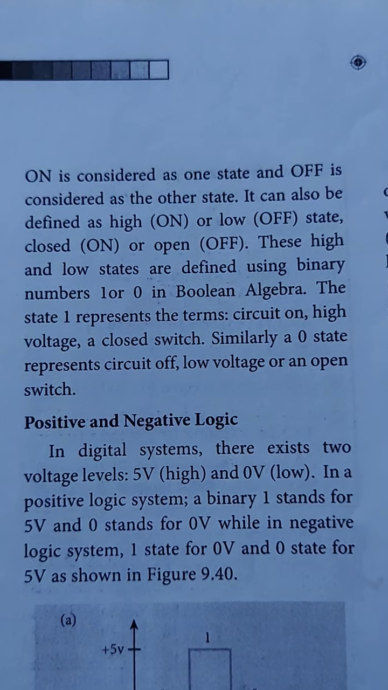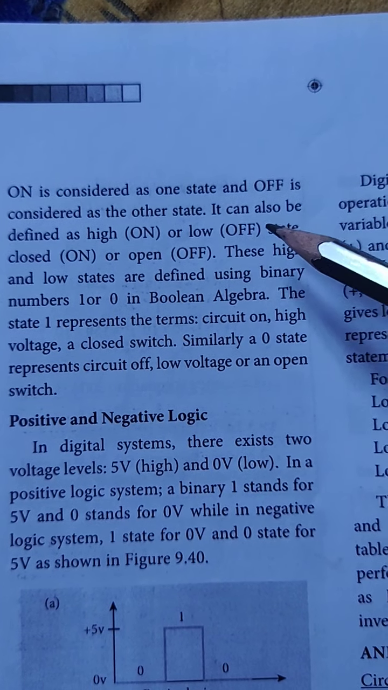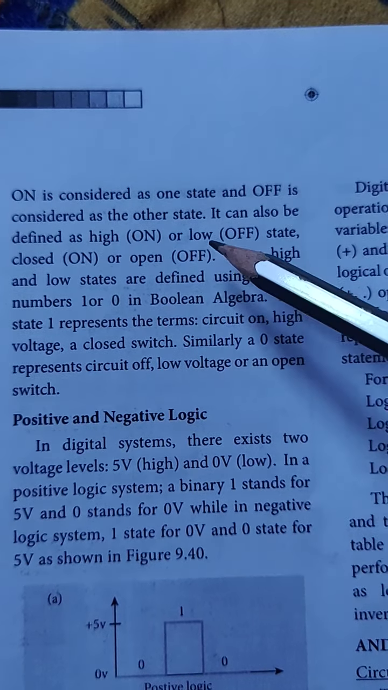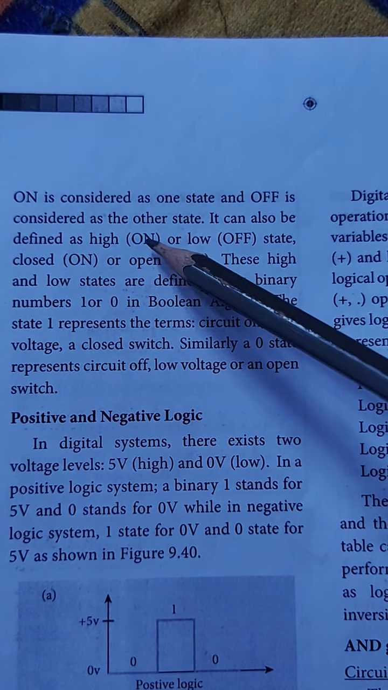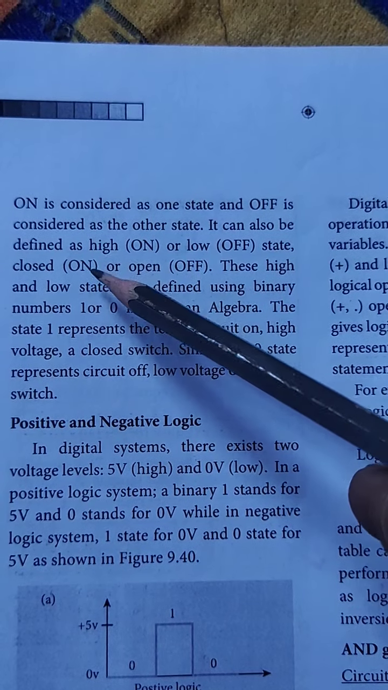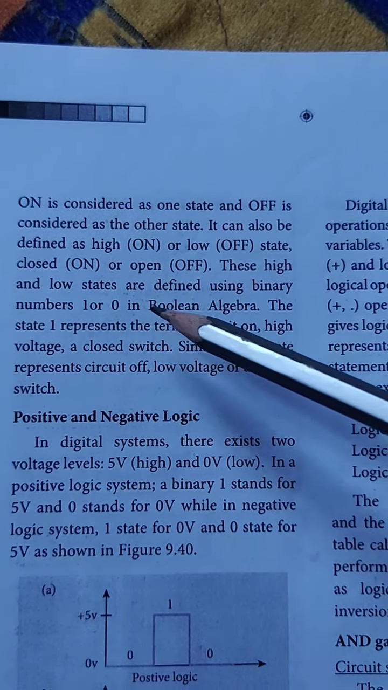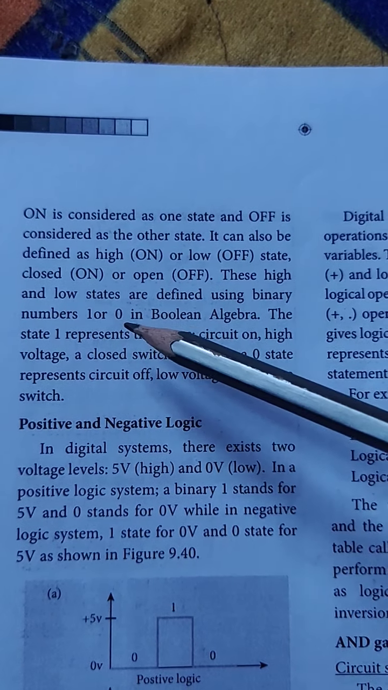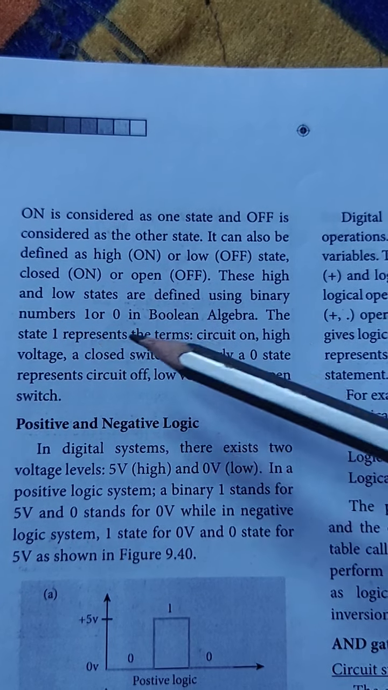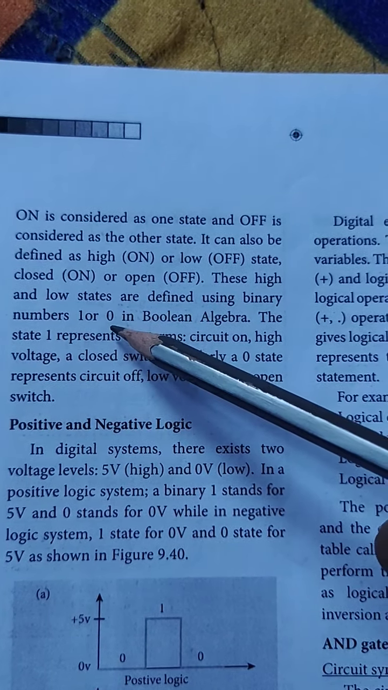The on state can be defined as high, and the low state can be defined as off. The on state is called open, and the off state is called close. These high and low states are defined using binary numbers 1 and 0 in Boolean algebra. 1 is the high value status and 0 is the low value status.